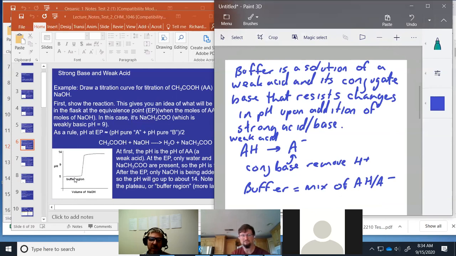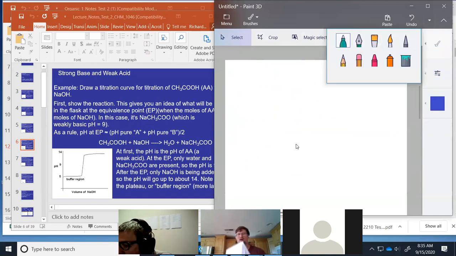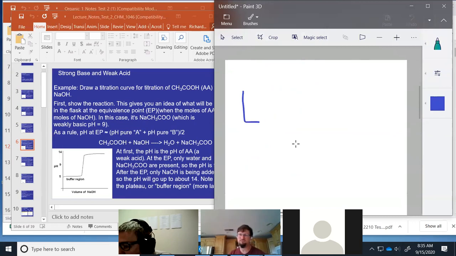Now, why is it doing that? That would be the better question, right? Why does a mixture of a weak acid and its conjugate base actually cause this to happen? Well, this is how it's working out. I'm not going to go into this too much because we are going to talk about this a lot more later. I'll give you a very brief idea of what's going on.